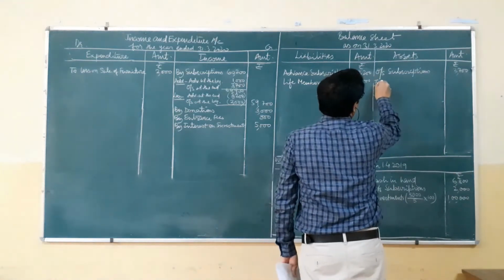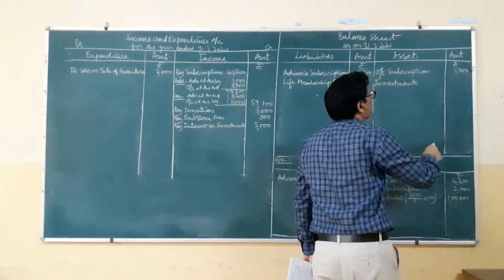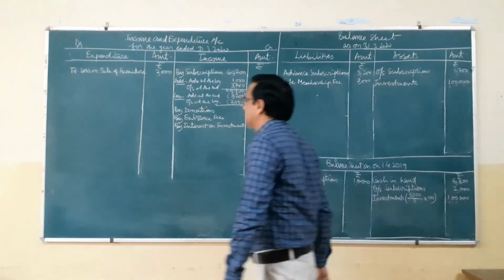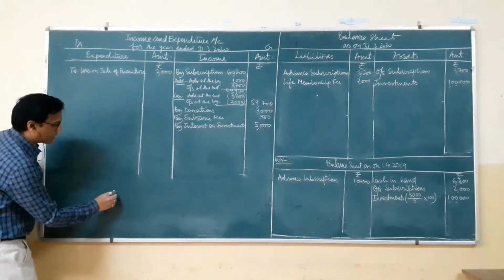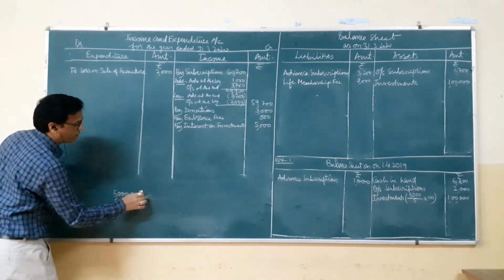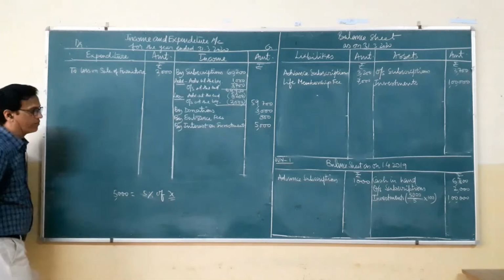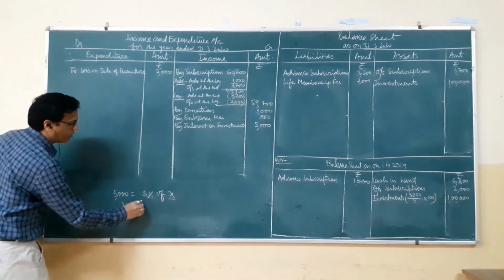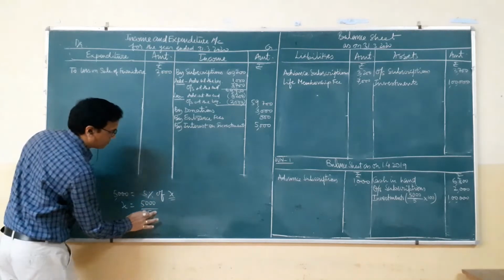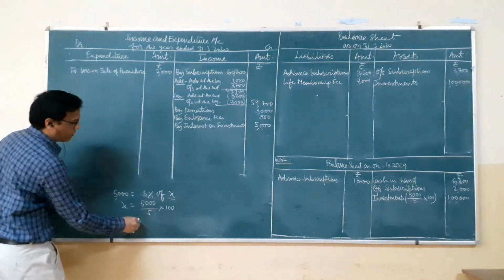And it will be returned in the closing balance sheet also. No other information is given regarding it. Let me explain it. Interest is 5,000 and it is 5% of x. Now this x is to be calculated. So x will be 5,000 upon 5%. This 5% is 5 by 100, this 100 will go. So this way we will calculate.